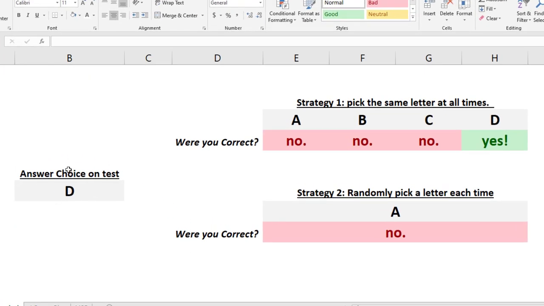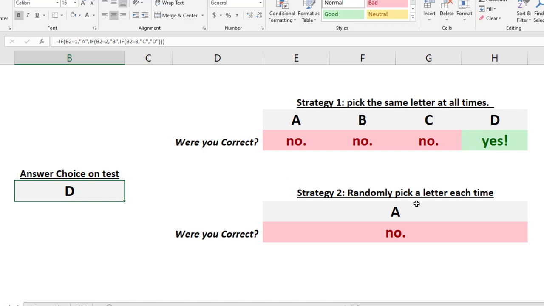So let me walk you through this now. What you've got over here is the randomly generated answer choice that's going to be on the SAT test. I've got a little formula in here. You don't have to understand how it works if you don't want to. Maybe you do. I've got a random number generator up here in cell B2 that is telling us which answer choice to randomly assign.